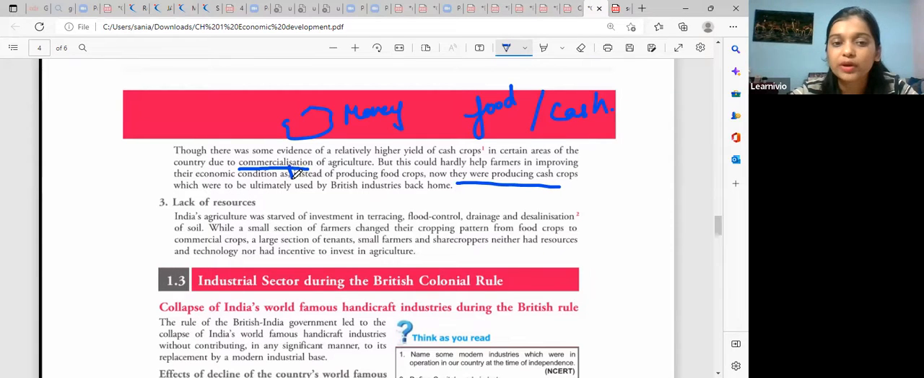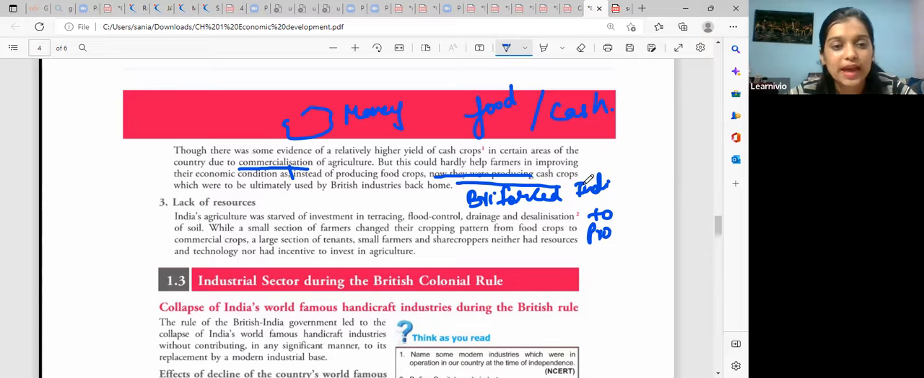So you'll write the second point: Instead of producing food crops, Britishers forced Indians to produce cash crops, which were to be ultimately used by British industries back home. These crops were basically used by British industries back home there itself.